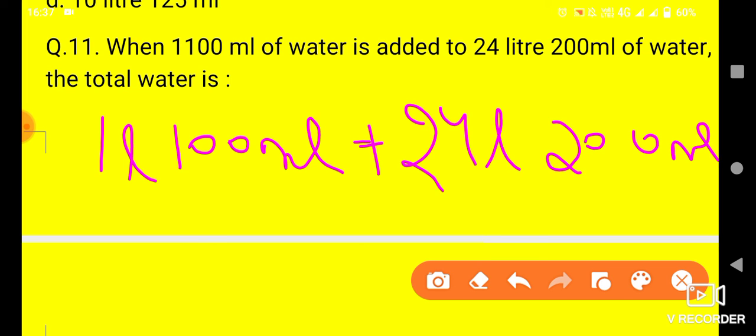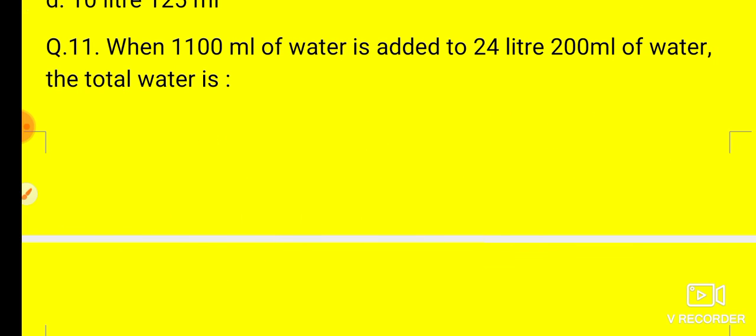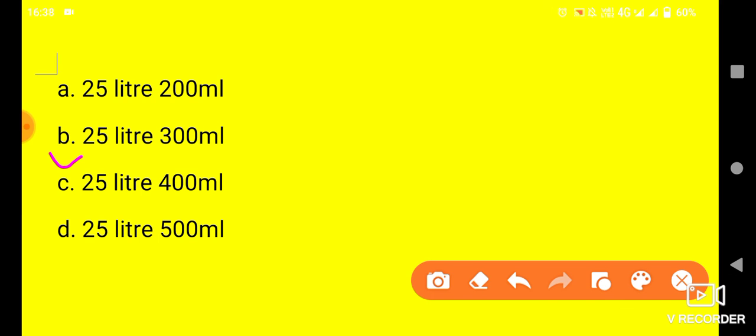You know, liter will be added to liter. It means 24 and 1 is equal to 25 liter, and this is 100 ml and 200 ml will be 300 ml. So this is not liter, this is ml. 100 ml and 200 ml is equal to 300 ml. Then our answer is 25 liter 300 ml. It means our option B, 25 liter 300 ml, is correct.